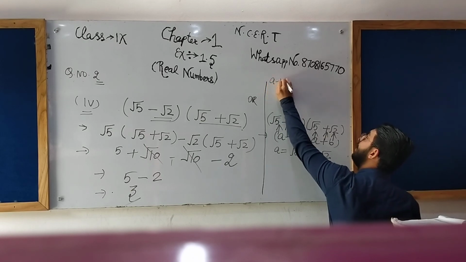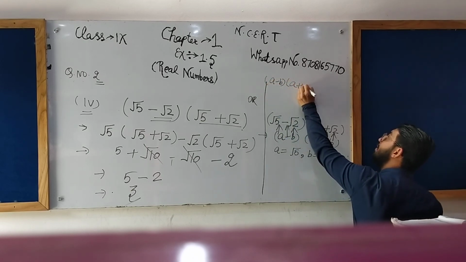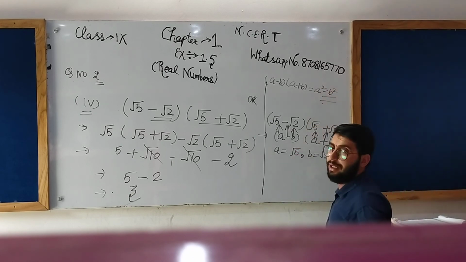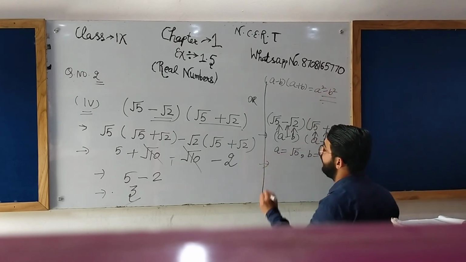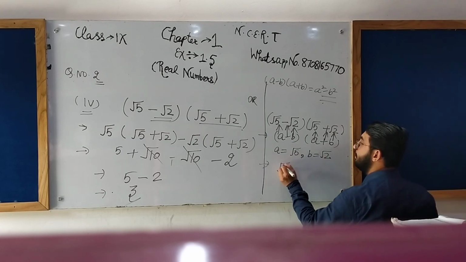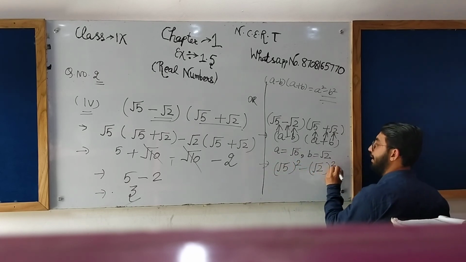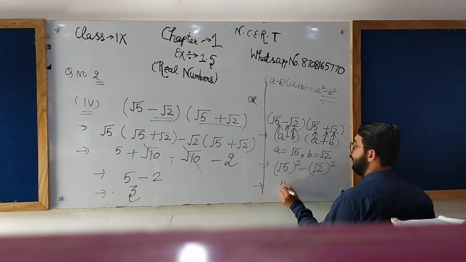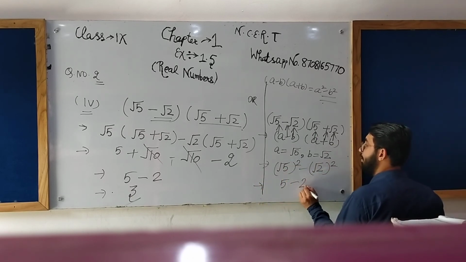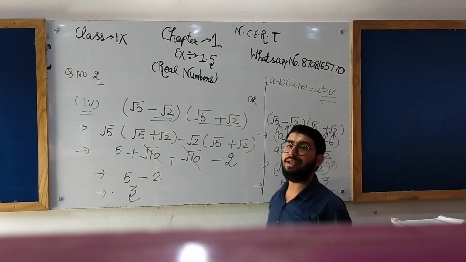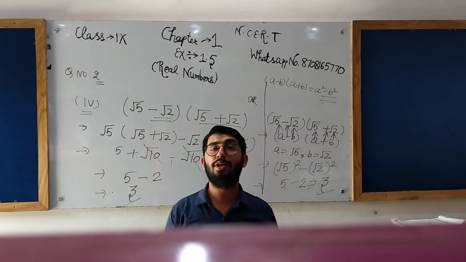We have just learned (a minus b) into (a plus b) equals a square minus b square. The square of first minus the square of second. Square and root get neutralized. 5 minus 2 gives you 3. Hope you have understood the question.